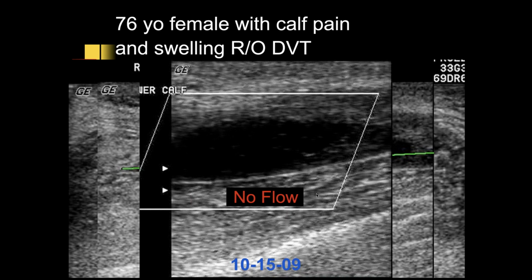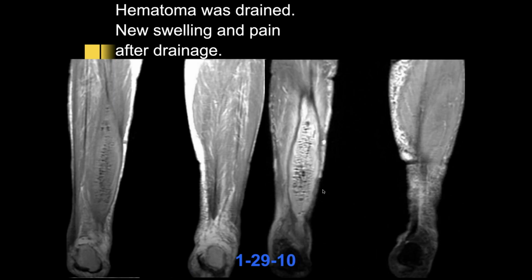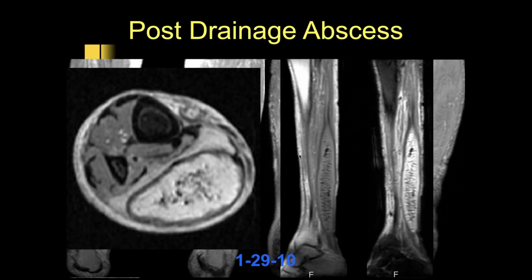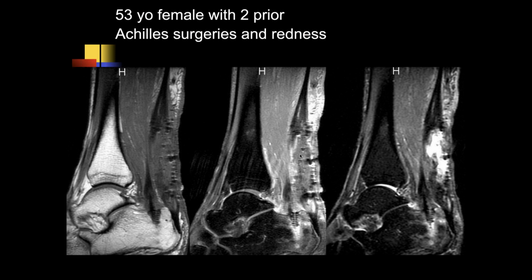Oh, it's not. Okay. That's a fluid collection. And then they went in, it was a hematoma, they drained it. This is 1/29/2010. See, there's a lot of gas in it at this point. Yes. Okay, so there's an increased size of the fluid collection and gas locules compatible with an abscess. Yeah, so this ended up being an infected hematoma, and they had trouble really getting it drained, and that finally did.